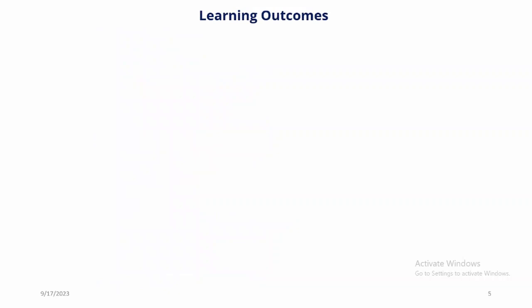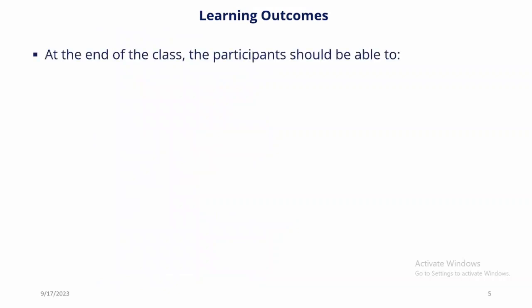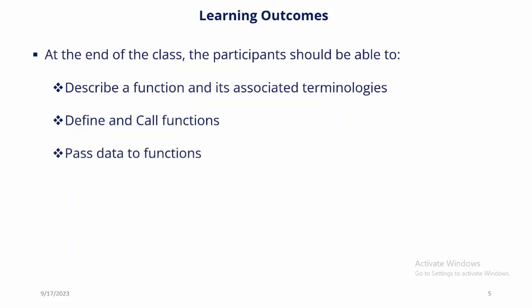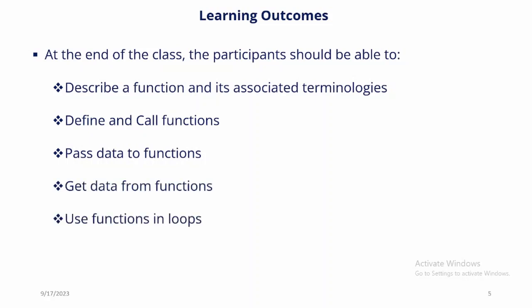Learning outcomes. At the end of the class, the participants should be able to describe a function in Python and describe its associated terminologies or define them. Define and call functions. Pass data to functions. Get data from functions. Use functions in loops. Create and use function modules.